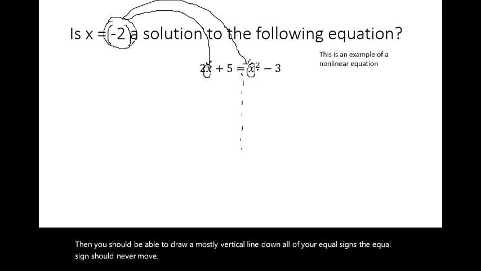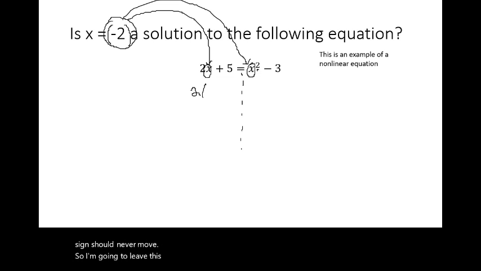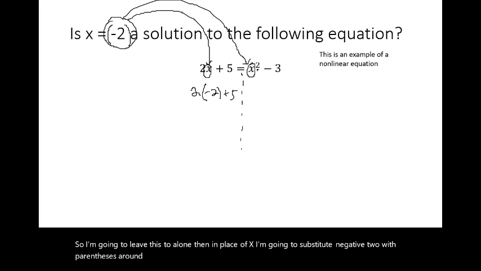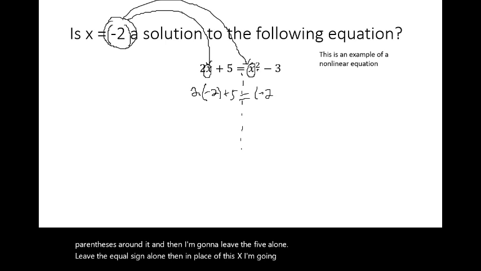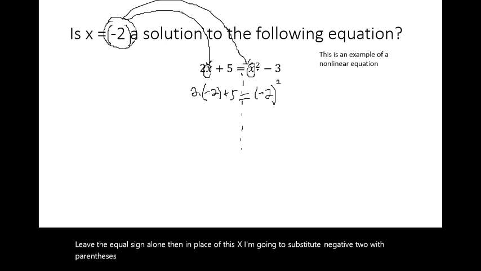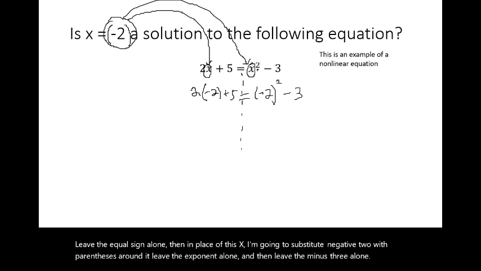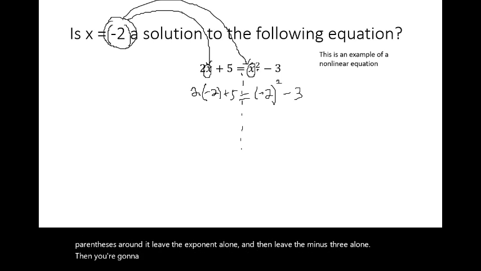So I'm going to leave this 2 alone. Then in place of x, I'm going to substitute -2 with parentheses around it. And then I'm going to leave the 5 alone. Leave the equal sign alone. Then in place of this x, I'm going to substitute -2 with parentheses around it. Leave the exponent alone, and then leave the -3 alone. Then you're going to work with each side independently, and you're going to simplify each side of the equal sign and see what happens.